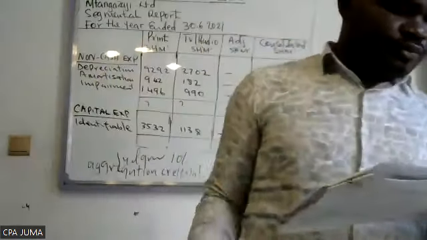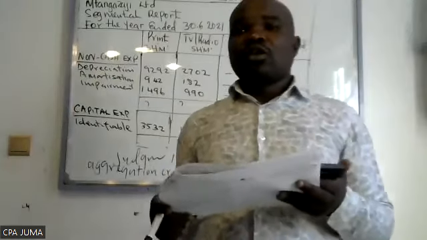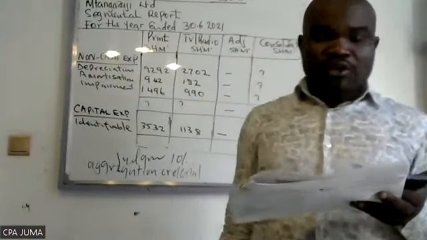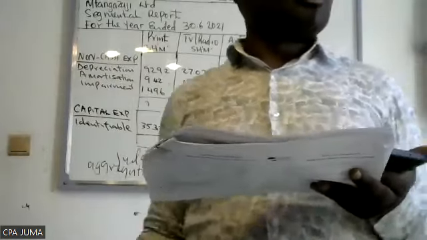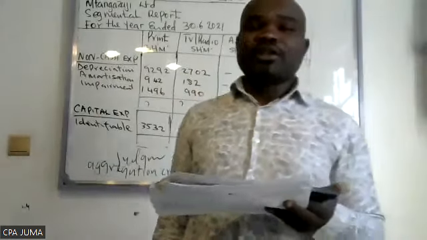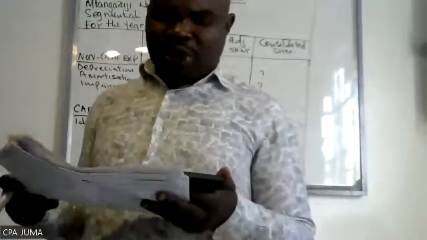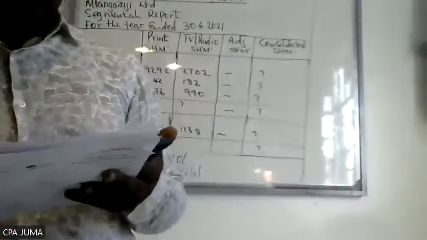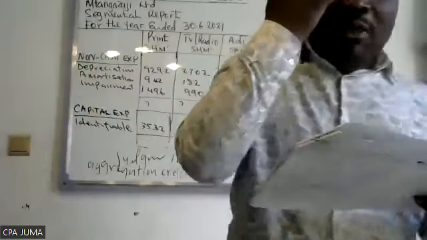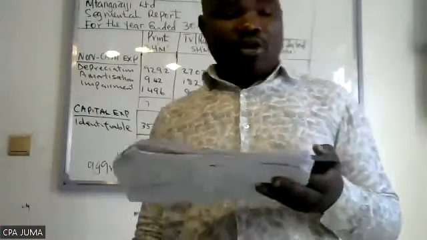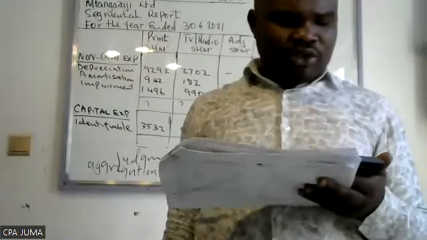Then number 2: disclosure on corporate amounts, separate from unallocated amounts.